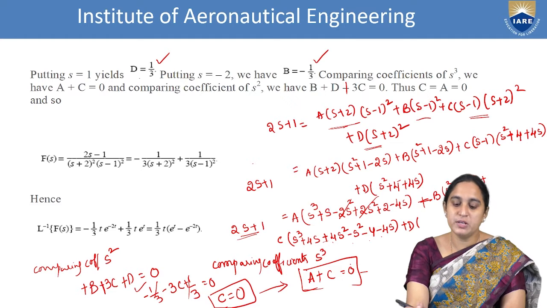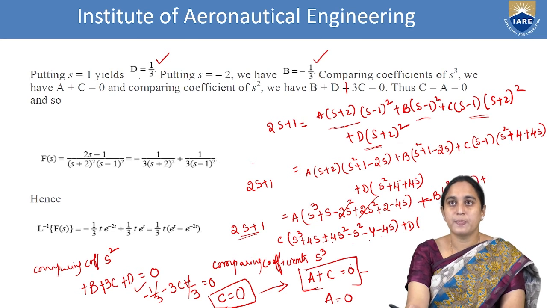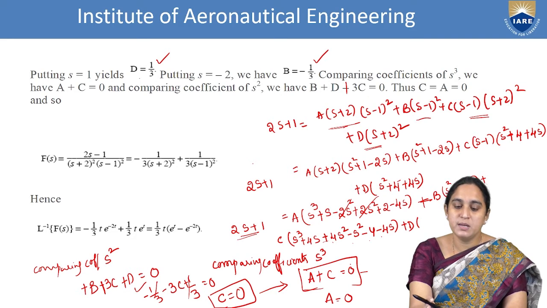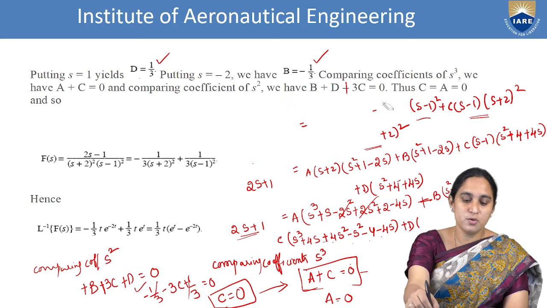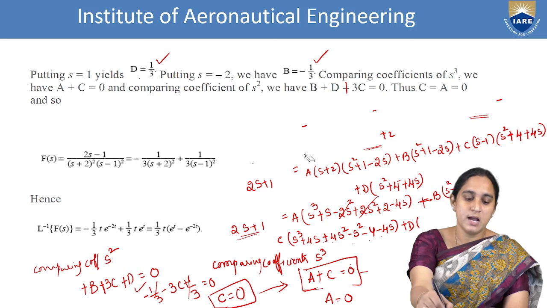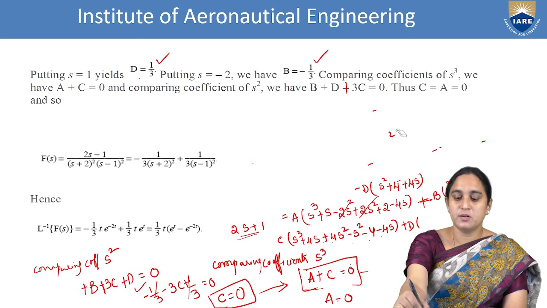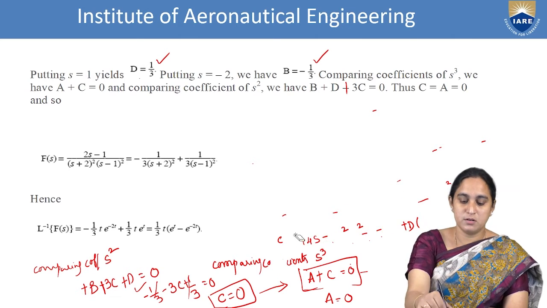Substitute that C in the above equation. What is the above equation? A plus C. Substitute here. Therefore, A is also 0. Substitute there: A is 0 and here C is 0. From that, now we got the A, B, C, D unknown values. What are the unknown values? A is equal to 0, B is minus 1 by 3, C is equal to 0, and D is equal to 1 by 3. Now substitute all those values and after that apply Laplace inverse on the above function.